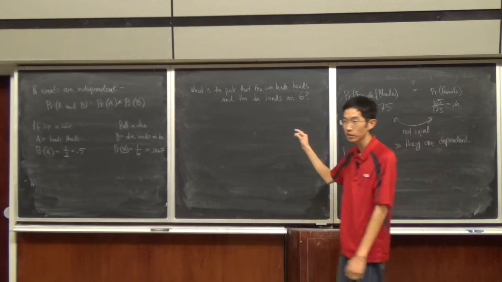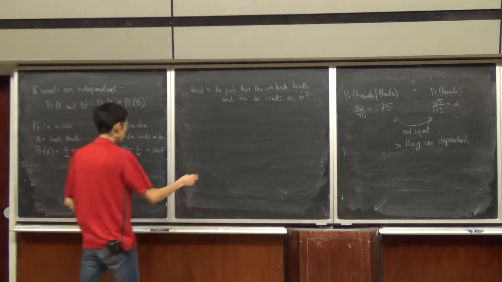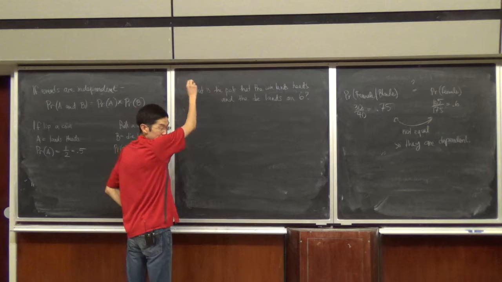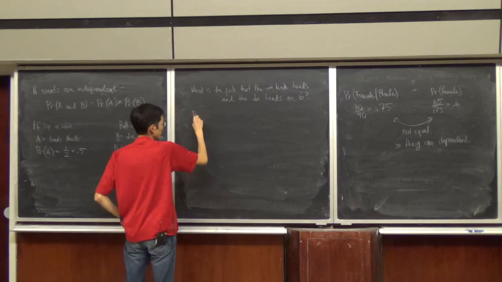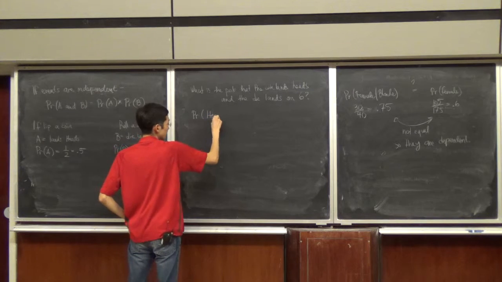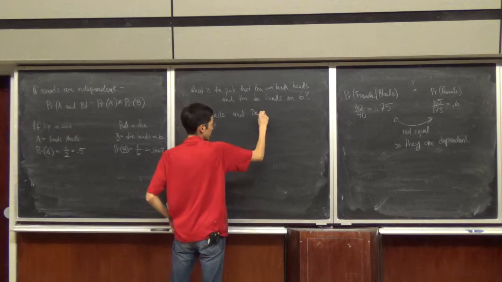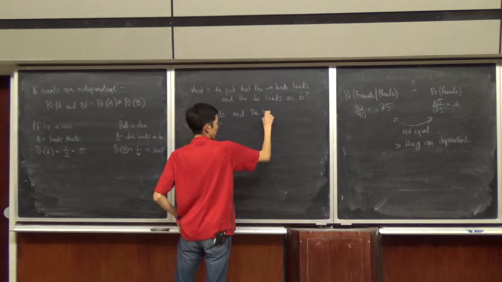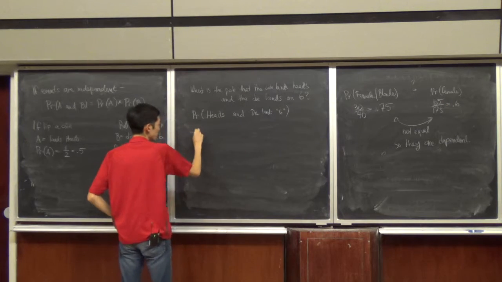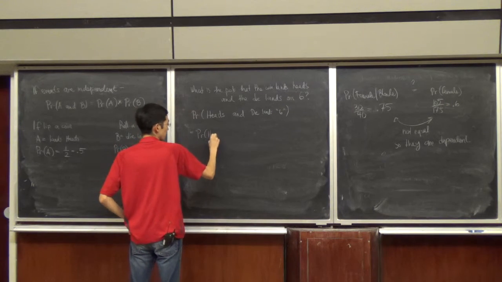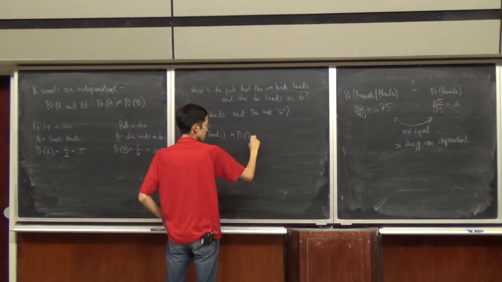Okay, do we have an answer? Yeah, what is it? 0.08333. Okay, so this is going to be the probability that the coin lands on heads and the die lands on number 6. So this would equal the probability that the coin lands heads times the probability that the die lands on 6.